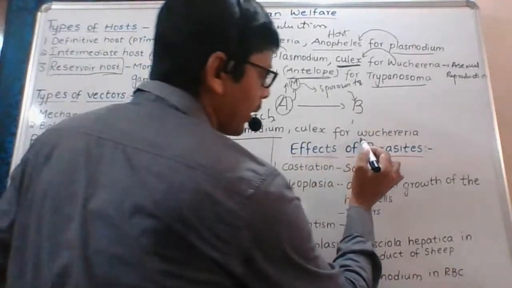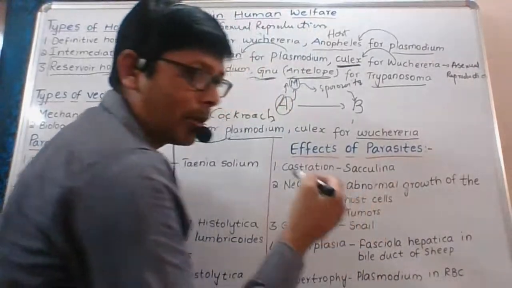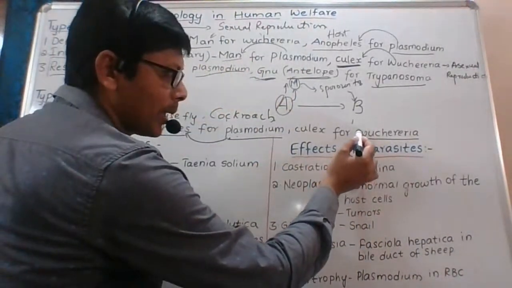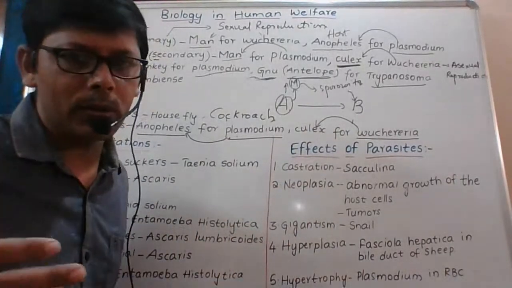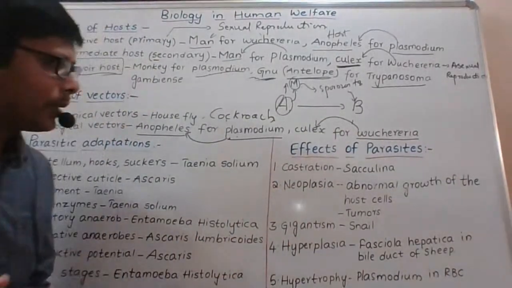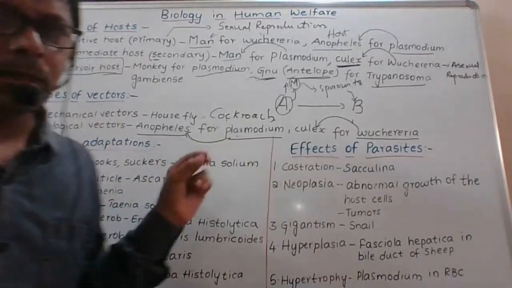Next, if you take Wuchereria bancrofti, it also undergoes some changes in the Culex before it is transmitted to another host, that is man. That's why it is called a biological vector.